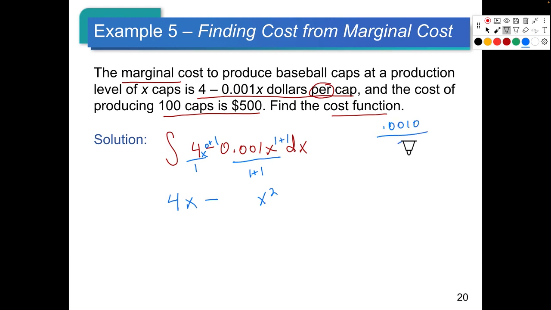This is the way I remember how to divide 0.001. Think of it as 0.0010. So think of that last 10. What's 10 divided by 2? It's 5. You could do it with your calculator too. It's going to be 0.0005. Okay, so we go back one. And so we're going to have 0.0005. There's our integral plus a constant.